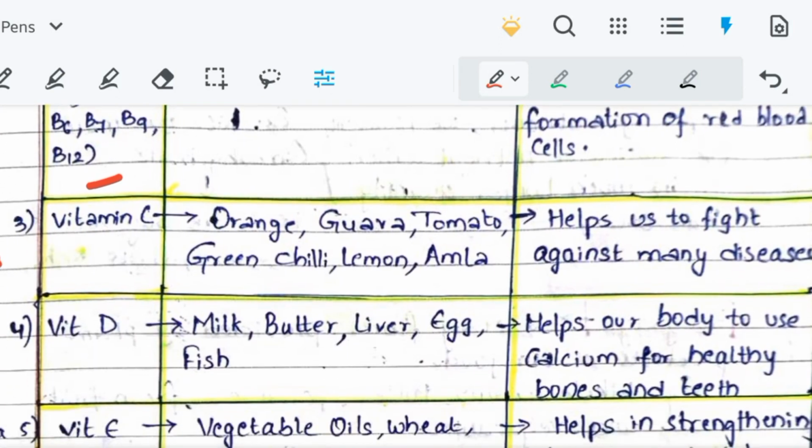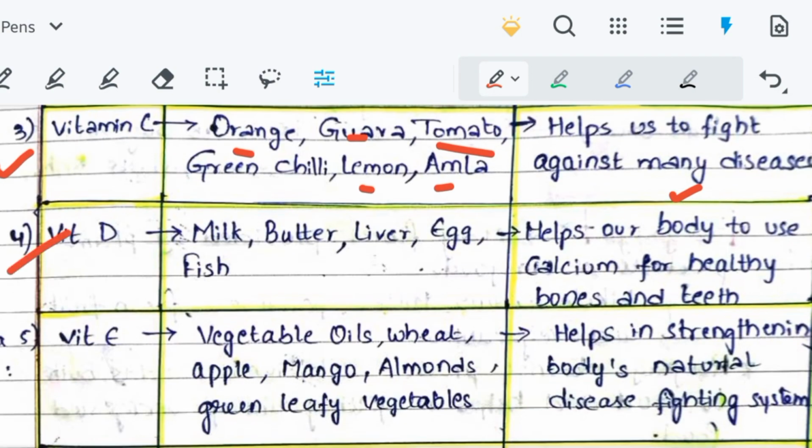Talking about vitamin C, this is the most famous vitamin during COVID times. I hope everyone knows that vitamin C improves our immunity, that is, disease fighting capacity. Okay, so you get it from the citrus fruits, basically orange, lemon, amla, guava, tomato, etc. Now, vitamin D, you get it from the milk products and also fish and egg, and they're very important because vitamin D helps our body to use calcium for healthy bones and teeth.